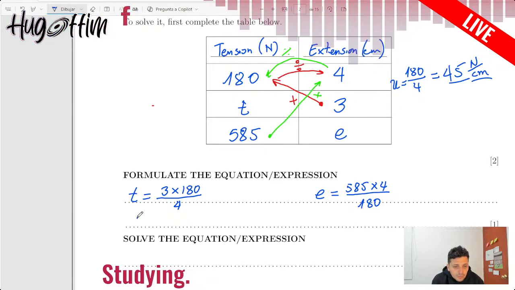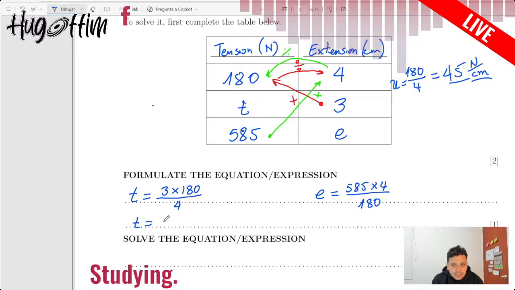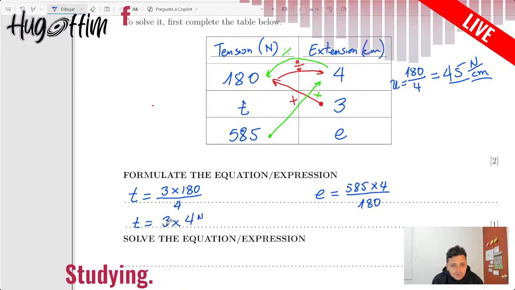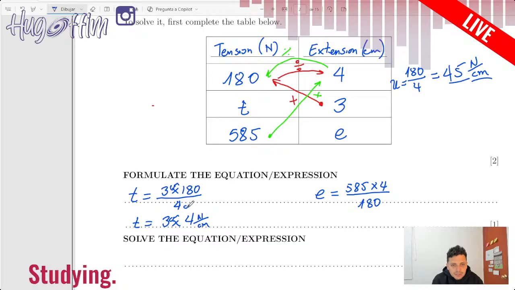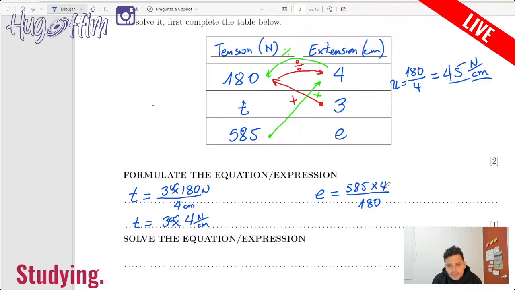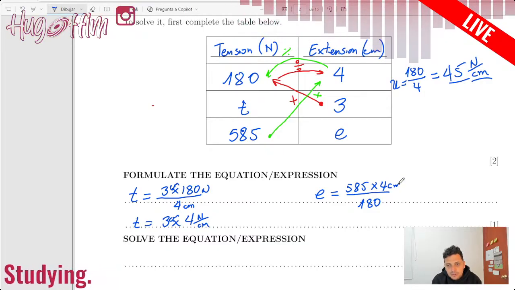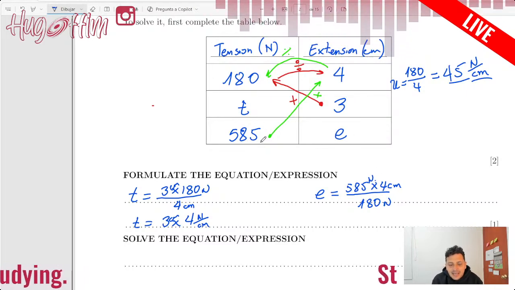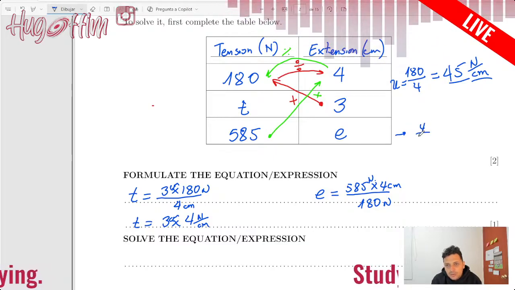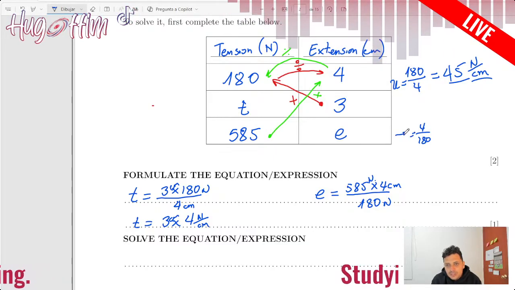So the other way to do it is tension equals 3 centimeters times 45 newtons per centimeter. I didn't put the units here. It's important to put the units, so I'm going to put them. And in this case, I need to do the opposite, right? So I need to do 4 over 180 to get the unitary extension.